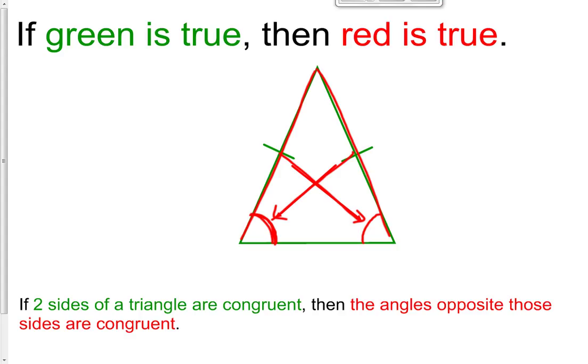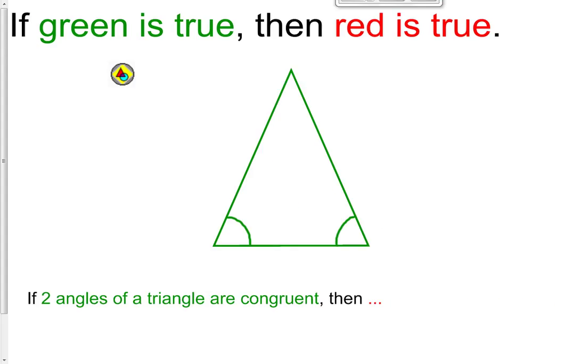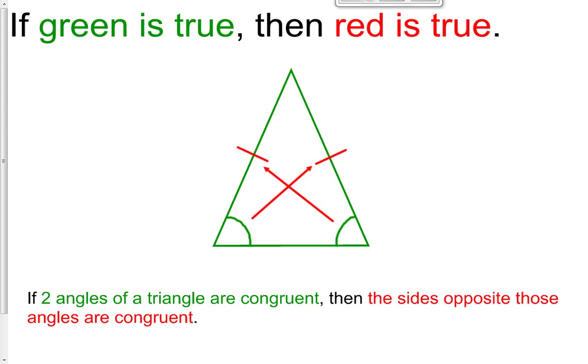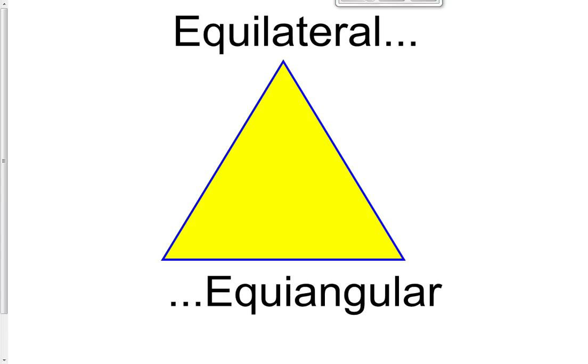The converse is also true. If we switch around the conditional statement, if two angles of a triangle are congruent, let's say this is 35 degrees and this is 35 degrees, what can we say about their opposite sides? Well, if the base angles are congruent, then the sides opposite those angles are also congruent. So if this was 7 feet, then this would also have to be 7 feet, for example. If the sides are congruent, the base angles are congruent. If the base angles are congruent, the sides are congruent. That's one important property of isosceles triangles.